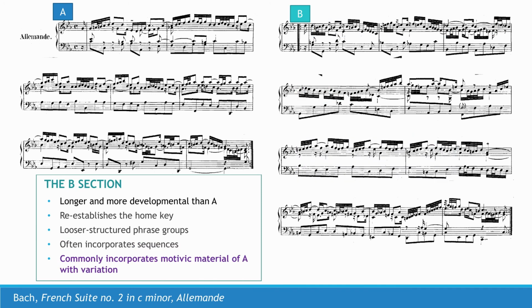Our last definition property is that we expect our B section to commonly incorporate motivic material of A with variation. So this is where binary is really quite different than the other two forms. Our B is not necessarily going to be 100% contrasting with what we've heard in the A. The most obvious way that that's apparent in this piece is that the B section starts with the exact same rhythm as A, but it has a different contour. So it's connecting by reminding us of rhythms we've heard already, but it's trying to be different by having the melody go to a new place, go to a new key destination, and also go to a new melodic direction destination. And that's very characteristic of B sections in binary forms.